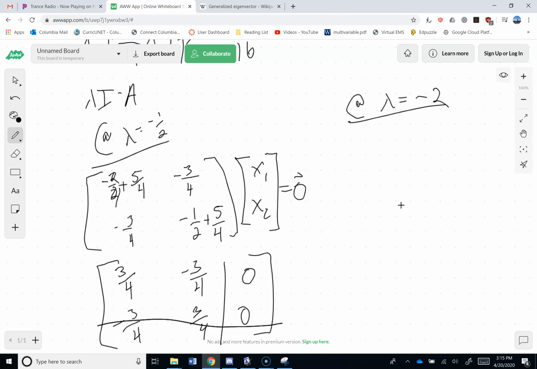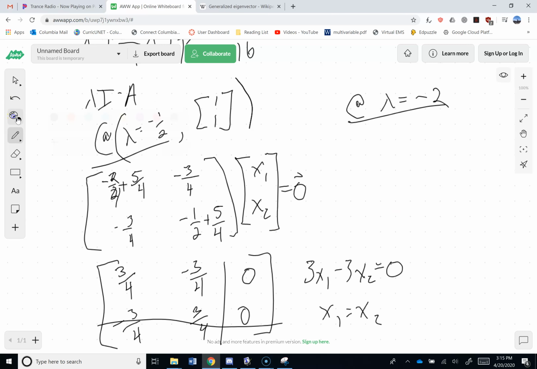Okay, so what I found is that 3x1 minus 3x2 equals 0, which tells me that x1 is x2, which means that my eigenpair is 1, 1. Oops, that's the wrong thing. So that's an eigenpair there. That guy. Pretty good with that?